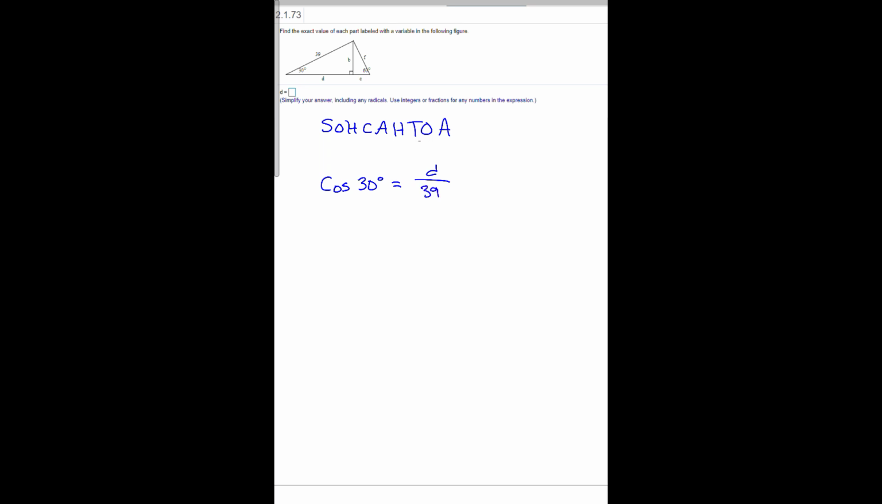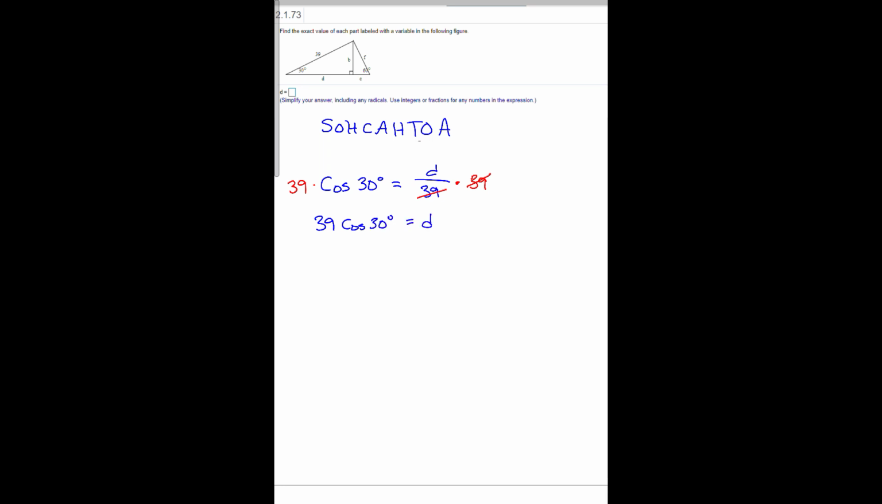Okay, so now the question asks us to find the value for D. In other words, we've got to get D by itself on the right side of our equation. So in order for us to do this, we have to multiply both sides by 39. That means the 39s on the right side would cancel out. And you're left with 39 times the cosine of 30 degrees equals D.